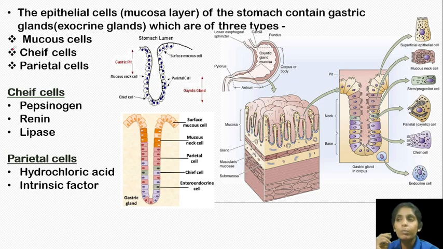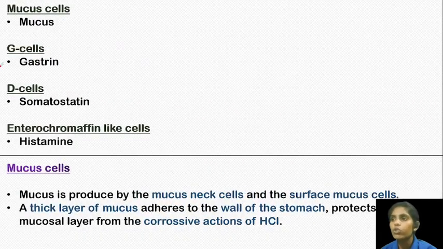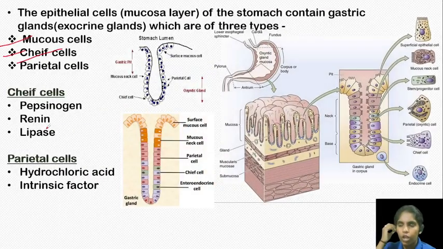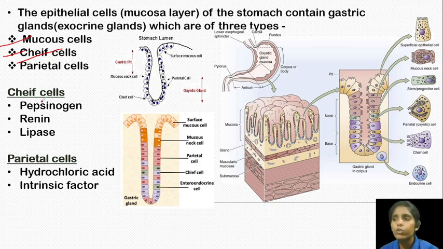The exocrine cells present in the mucosal lining of the stomach are the mucus cells, chief cells, and the parietal cells. Whereas the endocrine cells are the G cells, D cells, and enterochromaffin-like cells. Each type of cell will secrete different types of enzymes and fluids. So what do the chief cells do? The chief cells will secrete pepsinogen, renin, and lipase. These are the three types of enzymes which the chief cells will secrete into the stomach.